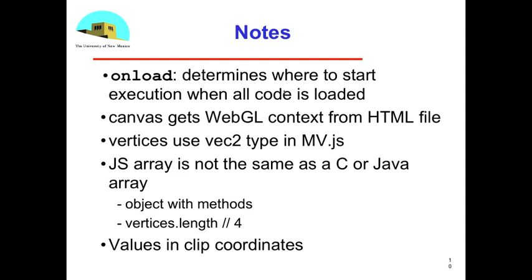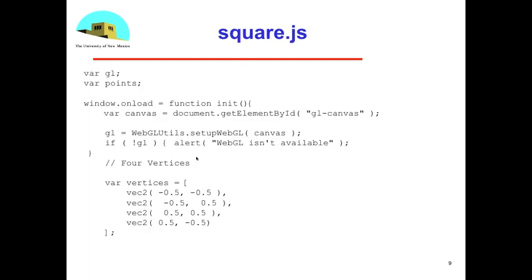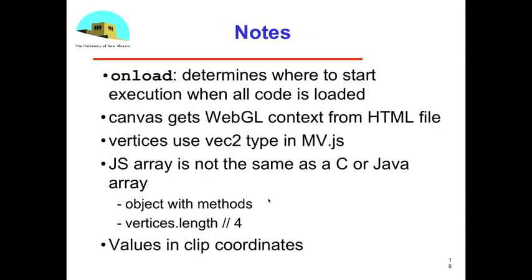So onload determines where we start execution once everything's been read. We got the canvas context from the HTML file. And then the vertices, as we see, are using the vec2 type. Okay, so I just give them essentially the x and the y value for each of those. These vec2 types are not basic to JavaScript. They're defined inside the mv.js package, but they look like the same types that are in GLSL.